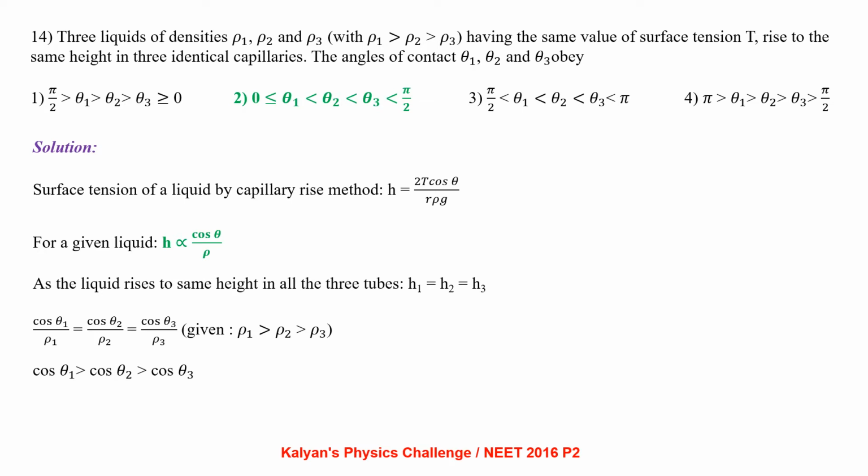We know cos theta is a decreasing function, that is, as the value of theta increases, cos theta decreases. Another point here is, as the liquid is rising in the capillary tube, the angle of contact should be an acute angle. That means it should be lying between 0 and 90. So the correct option is 2.